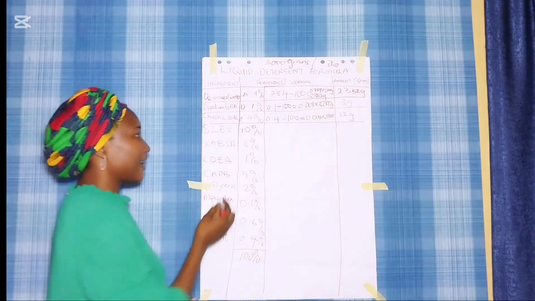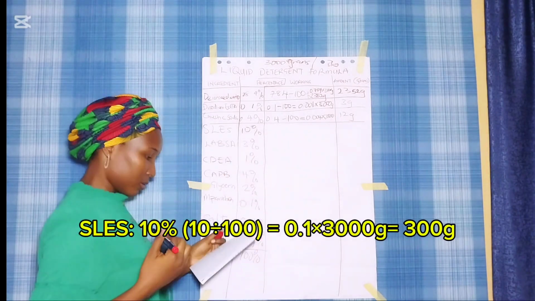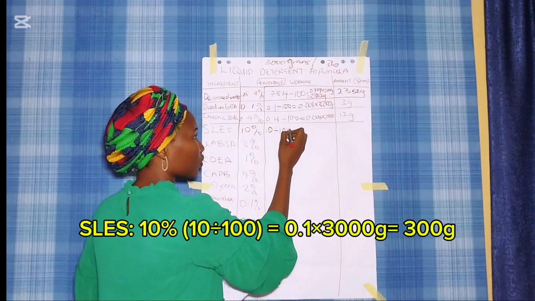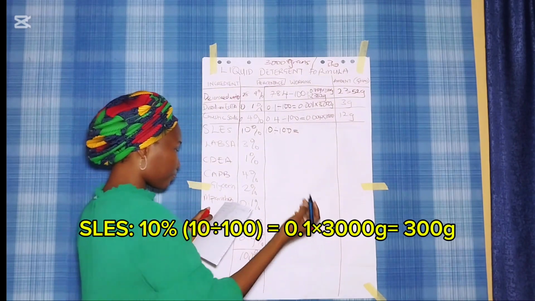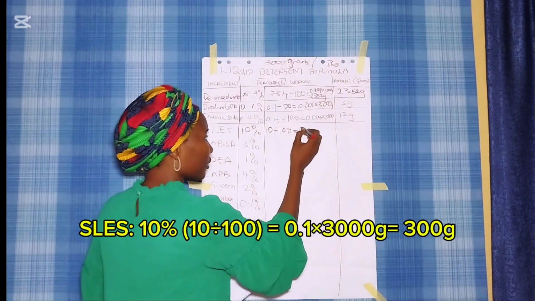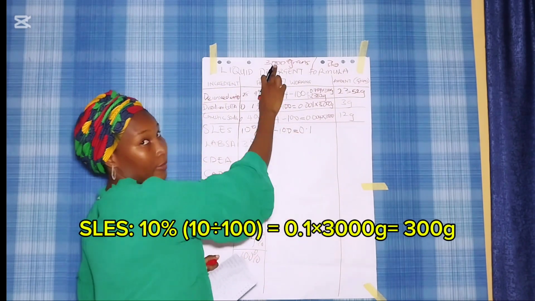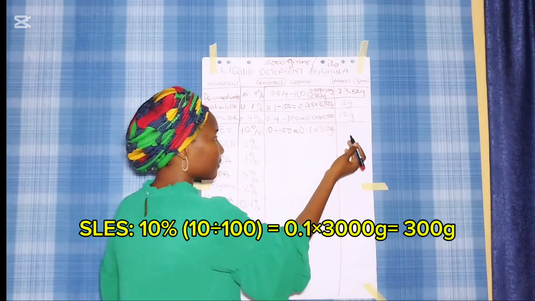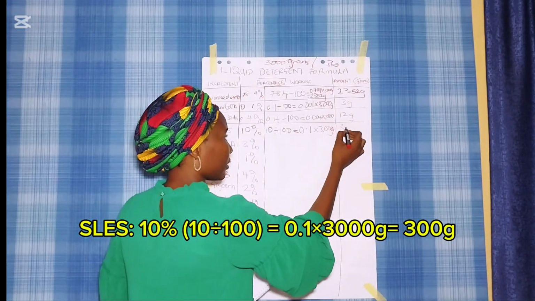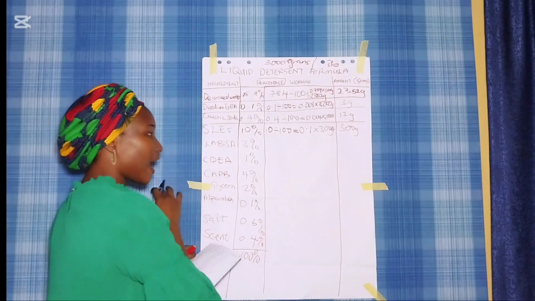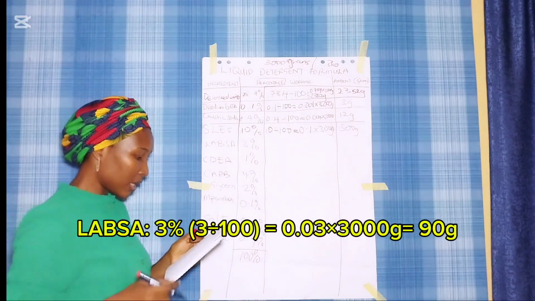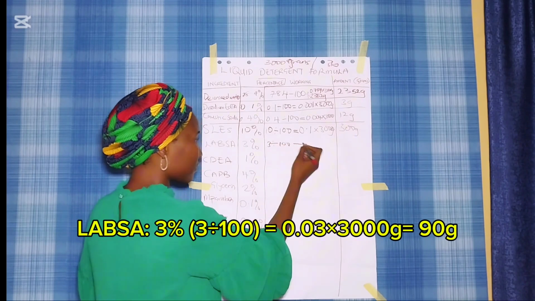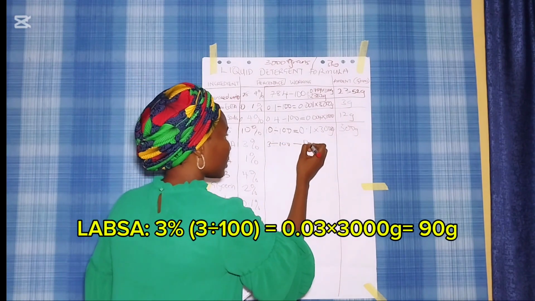Are you following? Now we have SLES, that's Texapon. We have 10 divided by 100. That will give us 0.1. And we multiply it by 3,000 grams. That gives us 300 grams. We have our LABSA, that's sulfonic acid, and we have it at 3%. That's 3 divided by 100. That gives us 0.03.